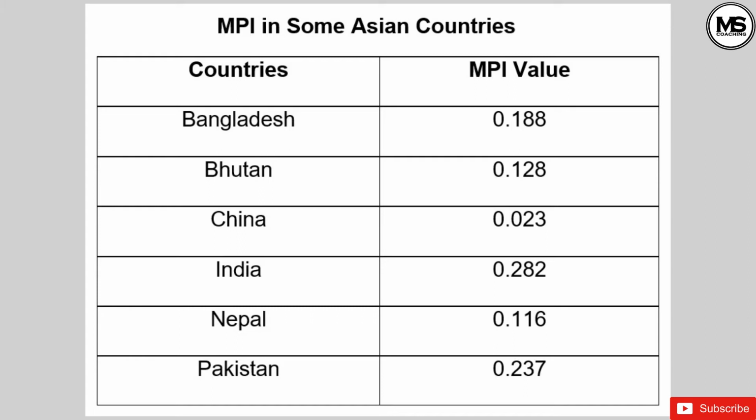MPI in some Asian countries. Bangladesh 0.188. Bhutan 0.128. China 0.023. India 0.282. Nepal 0.116. Pakistan 0.237.